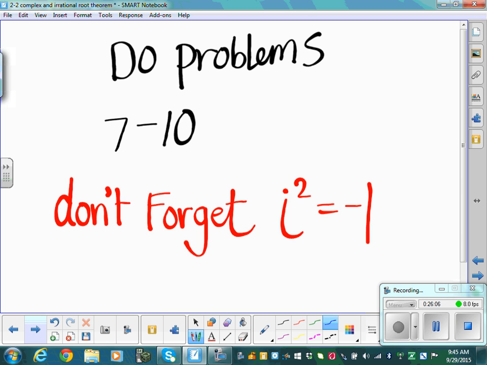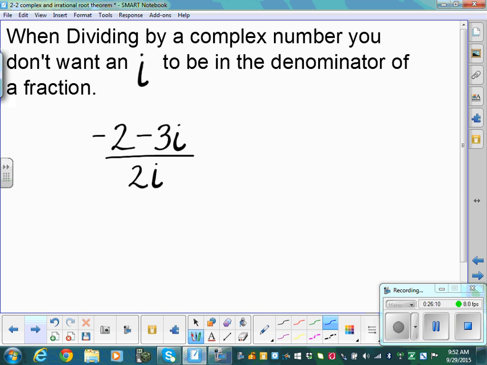7 through 10, go. We'll go through this next one. So now we just learned how to add, subtract, and multiply complex numbers. Now we're going to be dividing complex numbers. So once again, I need you to come back to me or you're not going to know how to do these. So I have you taking notes again.